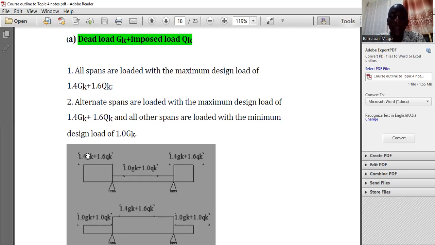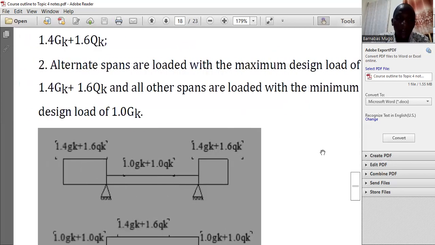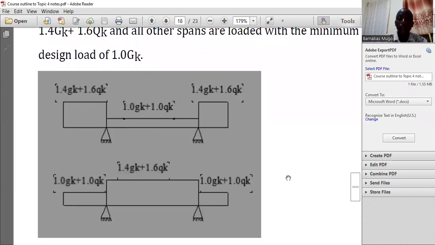Alternatively, the spans are loaded with the maximum load, the load by combination of 1.4 and 1.6, and all other spans with the minimum loading of 1.0. Getting that information from this diagram, from the left hand side and the right hand side, you have the maximum combination of the loading, which is 1.4 GK and 1.6 QK, while in between the two supports, you have 1.0 GK and 1.0 QK as the minimum loading that can occur.